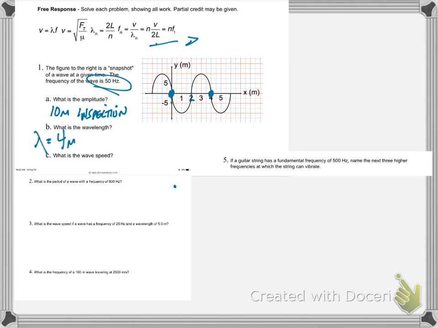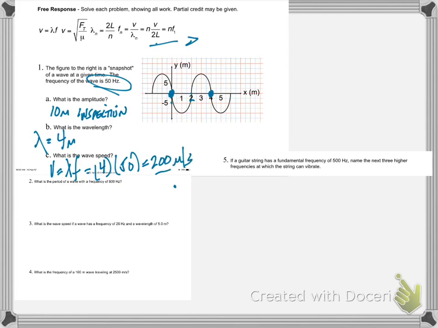What's the wave speed? They want to know velocity. And velocity equals lambda f. Well, we know lambda, we just figured out in part B, is 4 meters. And the frequency, they gave us 50. So 4 times 50 is 200 meters per second.